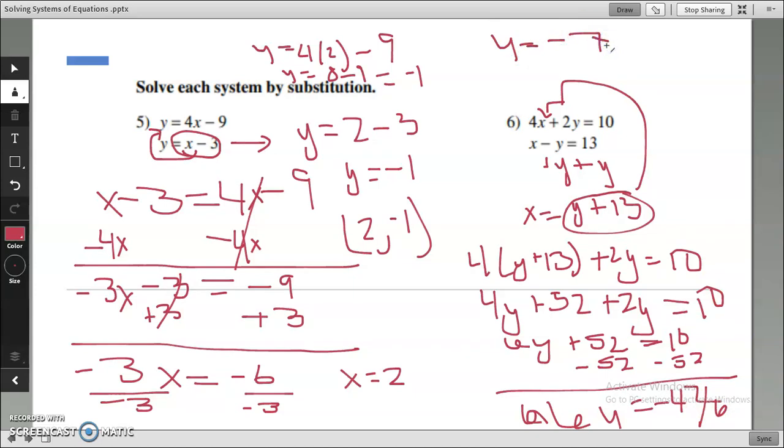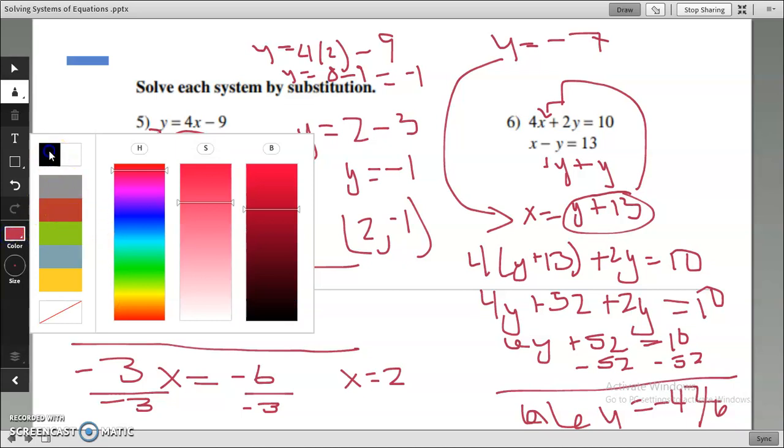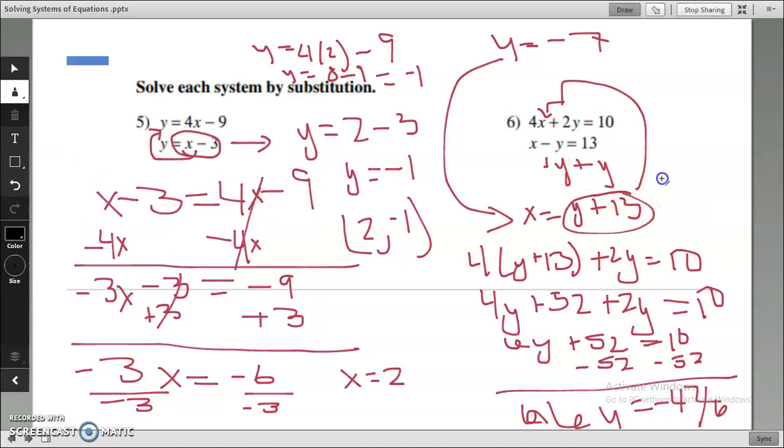Am I done? I am not done. I need to find out what x is. Which one am I going to plug it in? I'm going to plug it into the easiest one, which is this one right here. That's going to tell me exactly what x is. So I have, let me change the color, x is equal to negative 7 plus 13. So x equals 6. So my point where they are equal is at 6, negative 7.